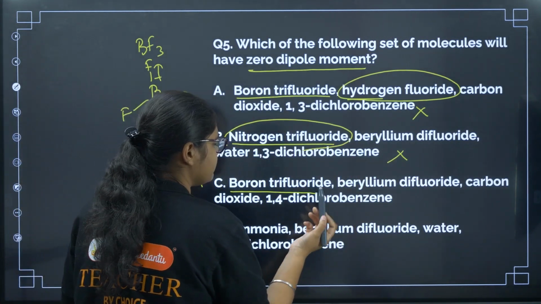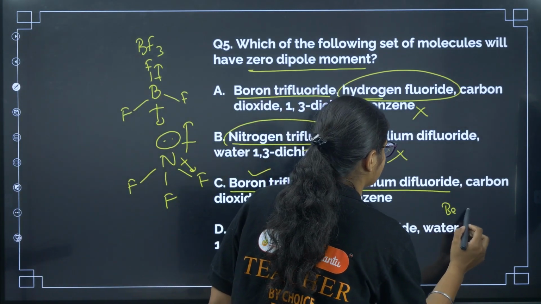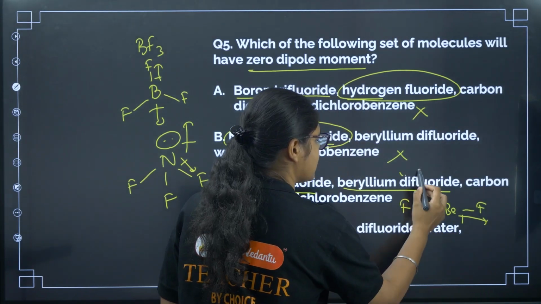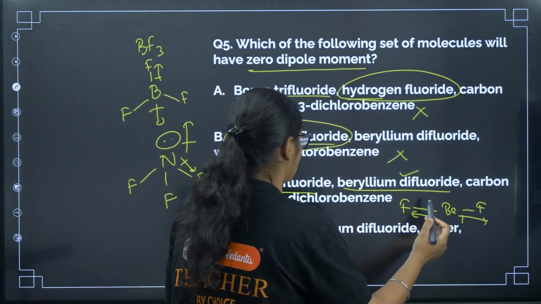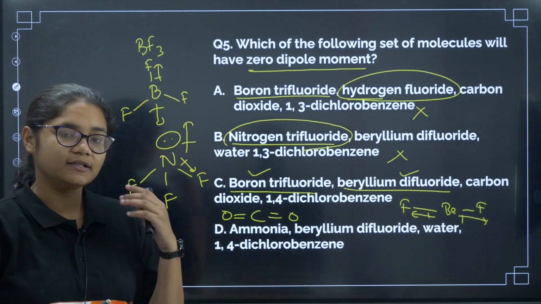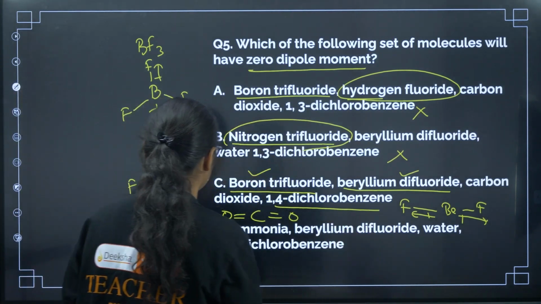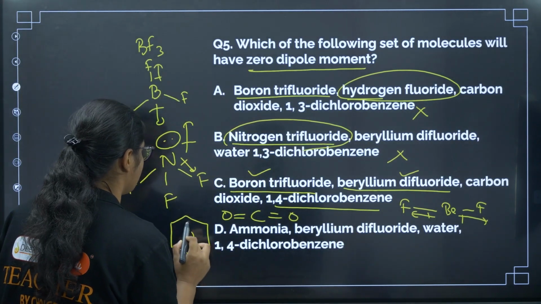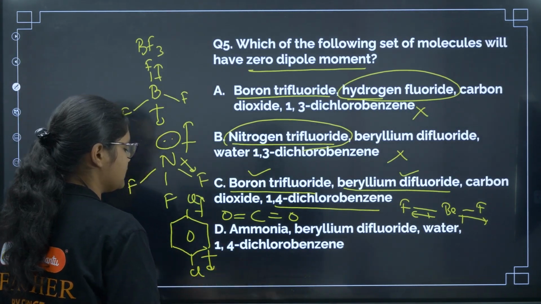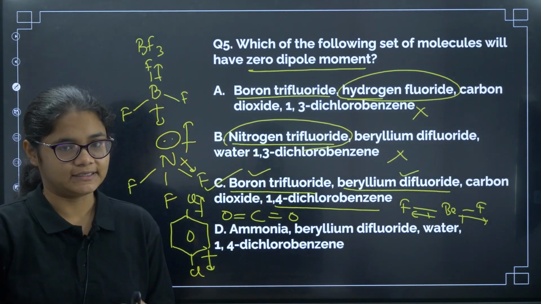Coming to this one, boron trifluoride, I have already explained, this is a non-polar molecule. Beryllium difluoride, that is BeF2. This is a linear molecule, so here the dipole moments will cancel each other. So this can also be a non-polar molecule. Carbon dioxide structure, if you see, this is a linear structure. So this can also have zero dipole moment. And then 1,4-dichlorobenzene. If you see this one, this is also getting cancelled. So the correct answer for this question will be option number C.